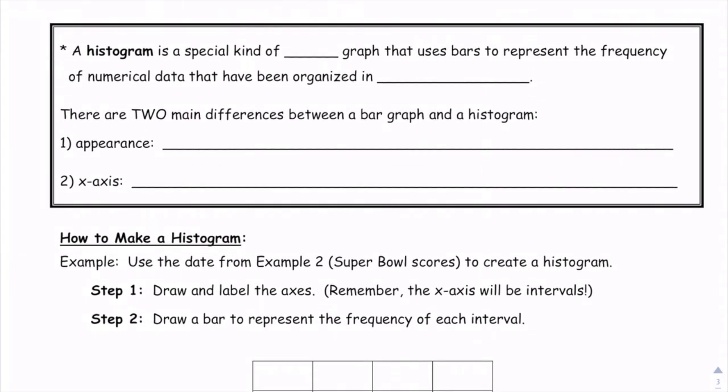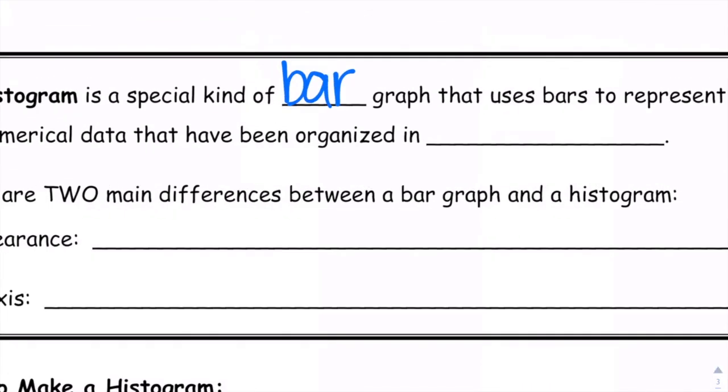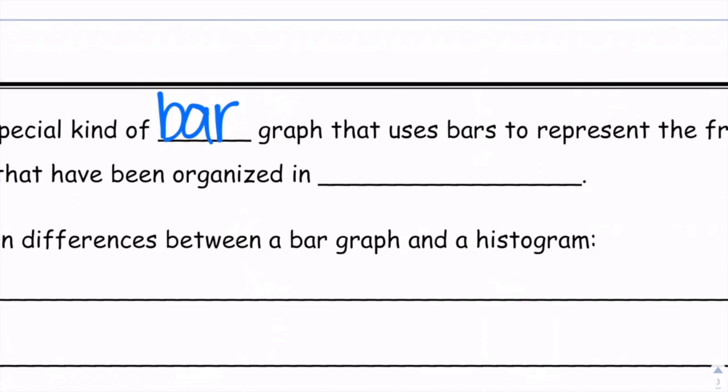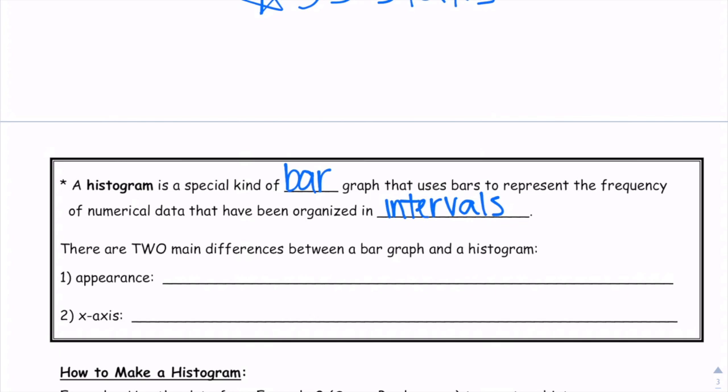A histogram is a special kind of bar graph that uses bars to represent the frequency of numerical data that have been organized in intervals. So it's important to note that you need numerical data when you're making a histogram. So there are two main differences between a bar graph and a histogram.